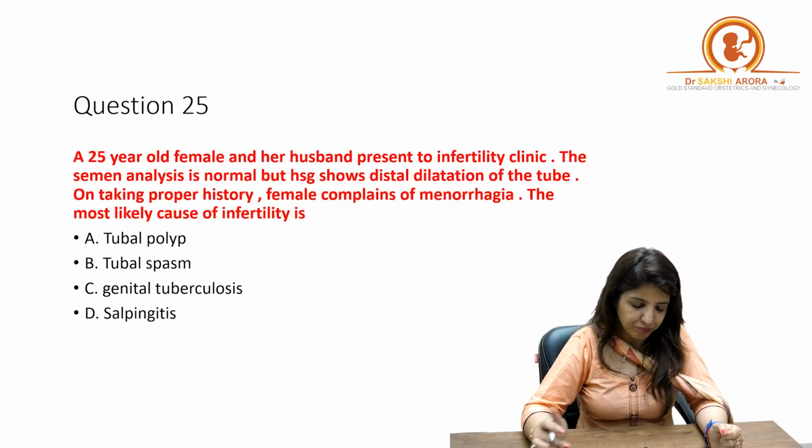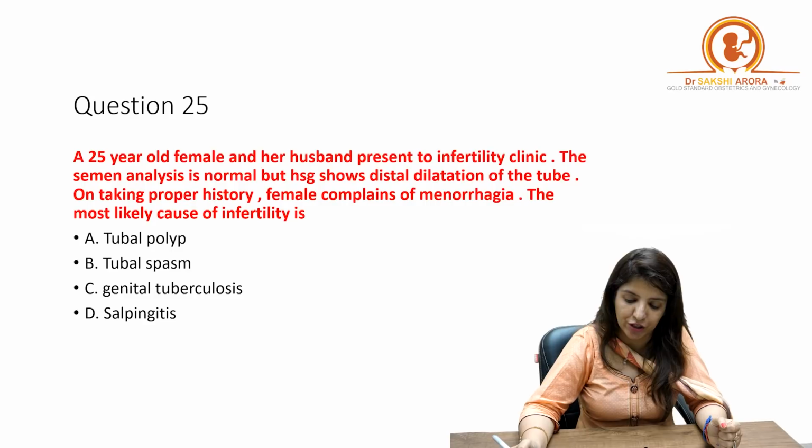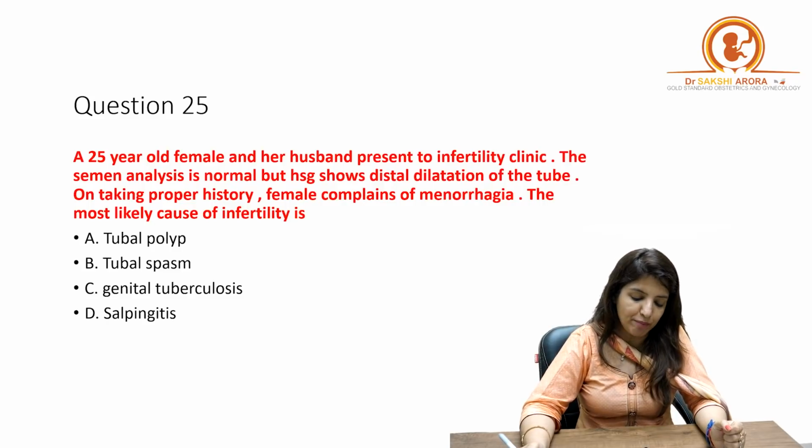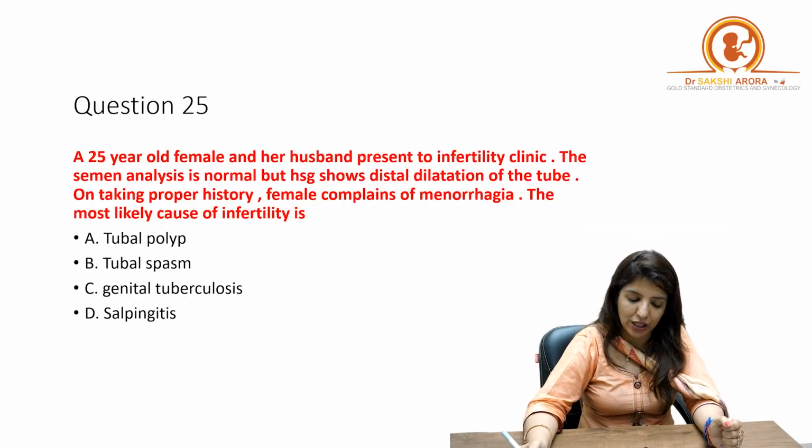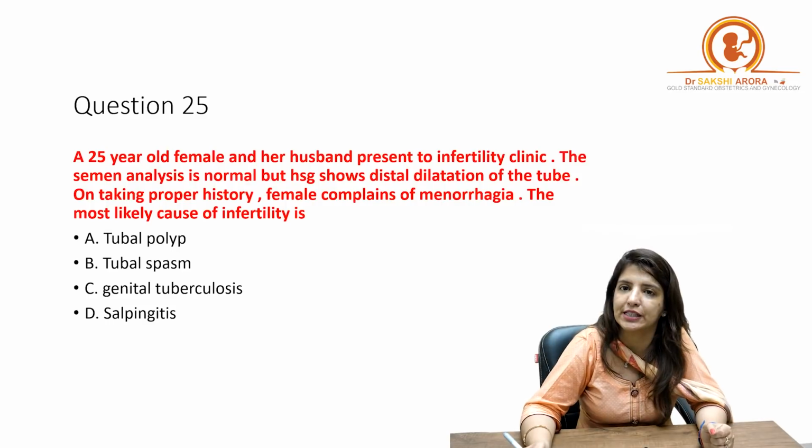Okay. Next question, a 25-year-old female and her husband present to infertility clinic. The semen analysis is normal, but HSG shows distal dilatation of the tube. On taking proper history, the female complains of menorrhagia. The most likely cause of infertility is.